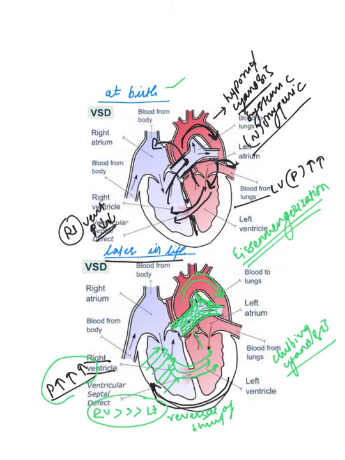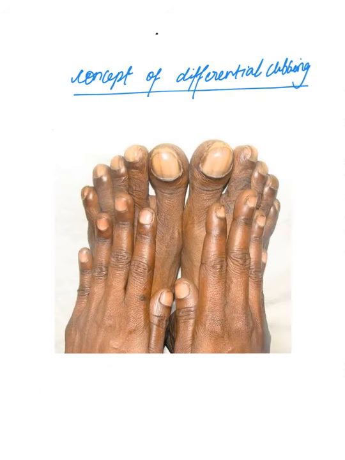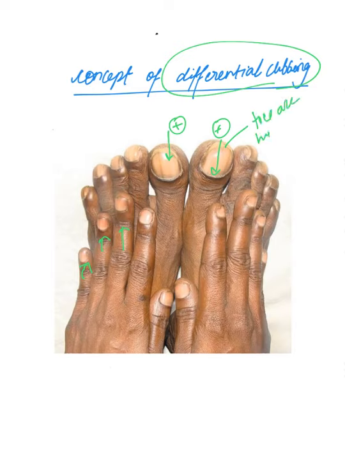So that answers it. Now coming to the next concept, the concept of differential clubbing. Here in this image we can see that the fingers do not have clubbing, but the toes have clubbing. Clubbing is present. So that means that only the toes are hypoxic. The toes are receiving deoxygenated blood and the fingers are receiving normal oxygenated blood. But how is this possible? How can this be possible?